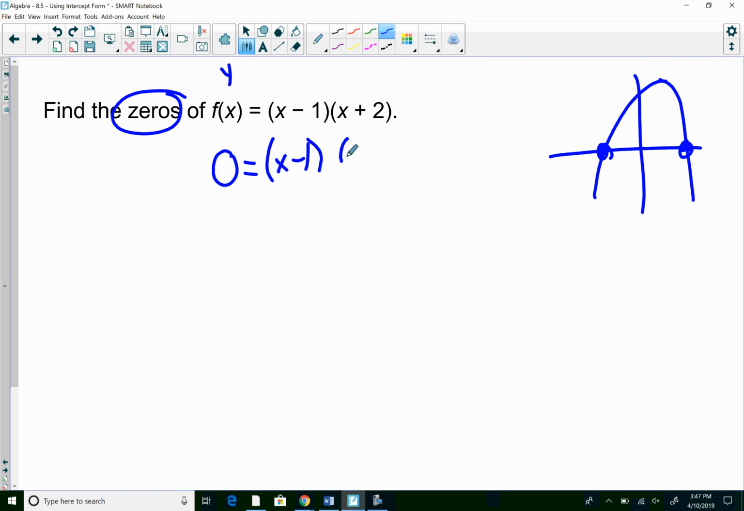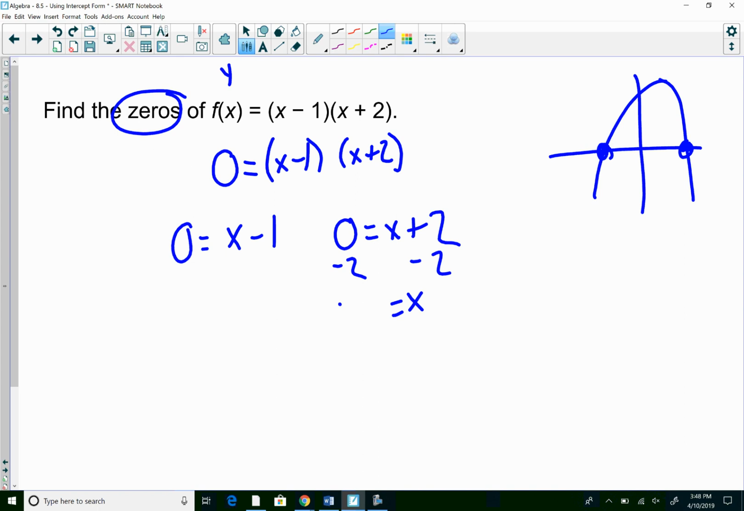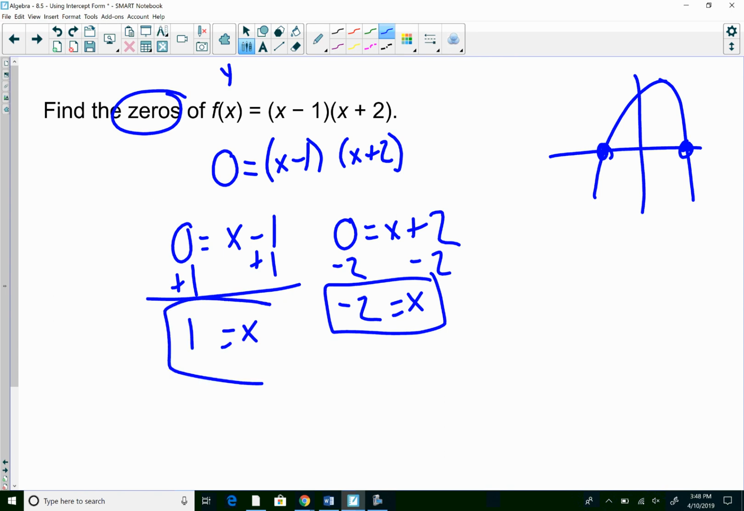So this, again, is kind of just a zero product property thing. You're going to take each of these, set them equal to 0, and solve. So subtract 2. You're going to have x equals -2. That's one of your zeros. Add 1. X equals 1. So those are your 2 zeros. Again, super self-explanatory. It goes really quick.